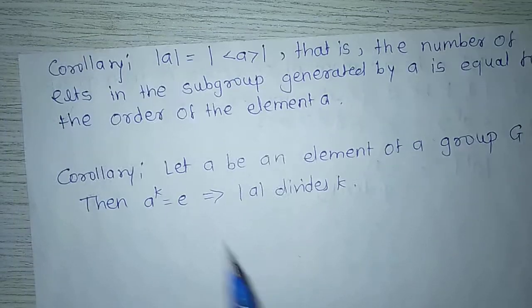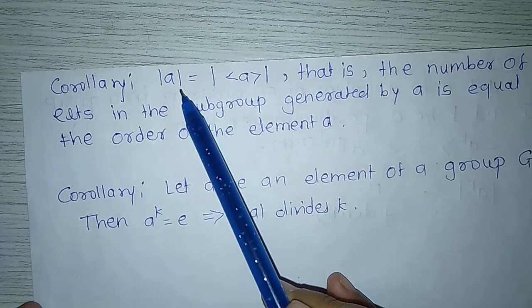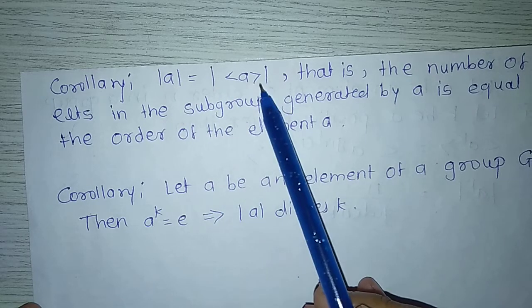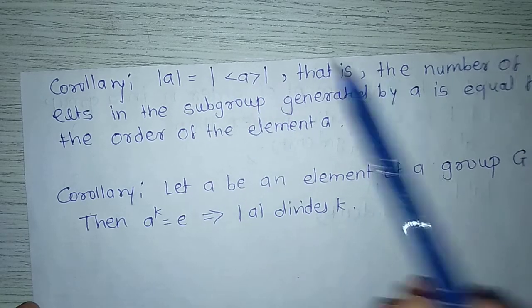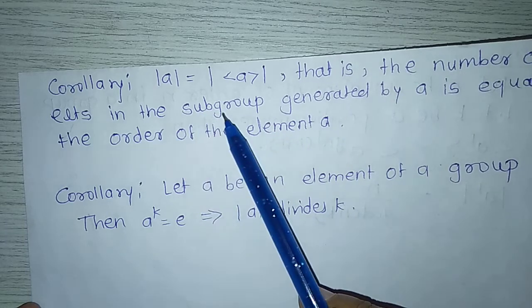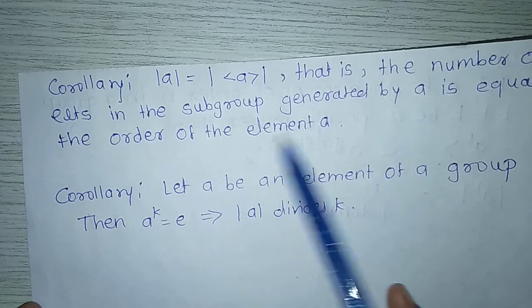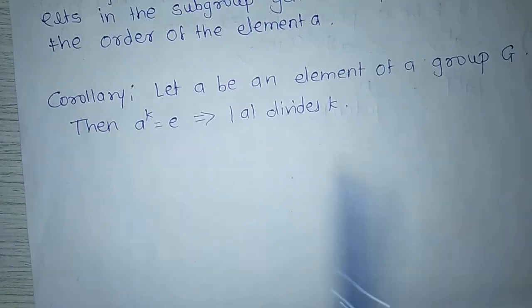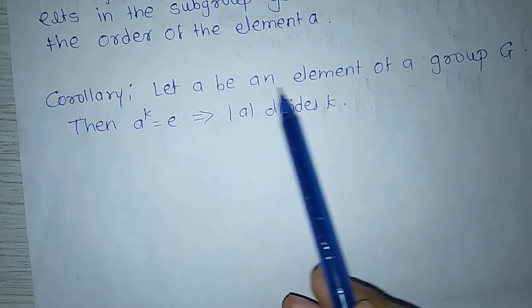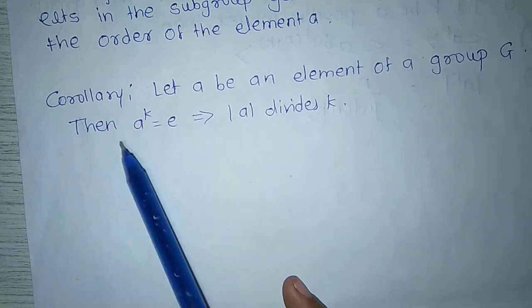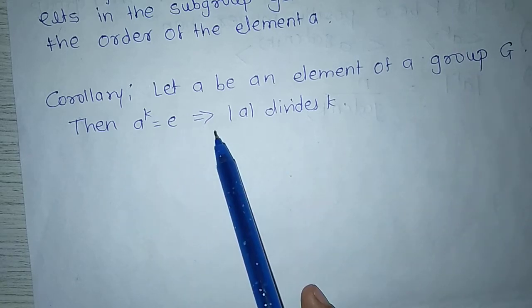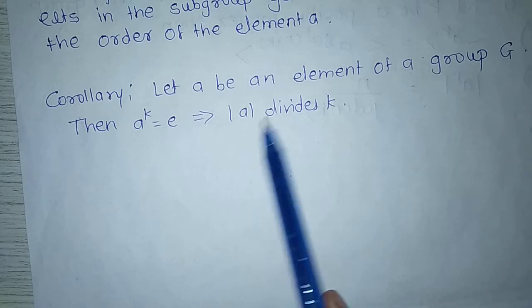Hello students. Next corollary. Order of a equals the order of the set generated by a, that is, the number of elements in the subgroup generated by a is equal to the order of the element a. Next corollary. Let a be an element of a group G, then a raised to k equals e implies the order of a divides k.